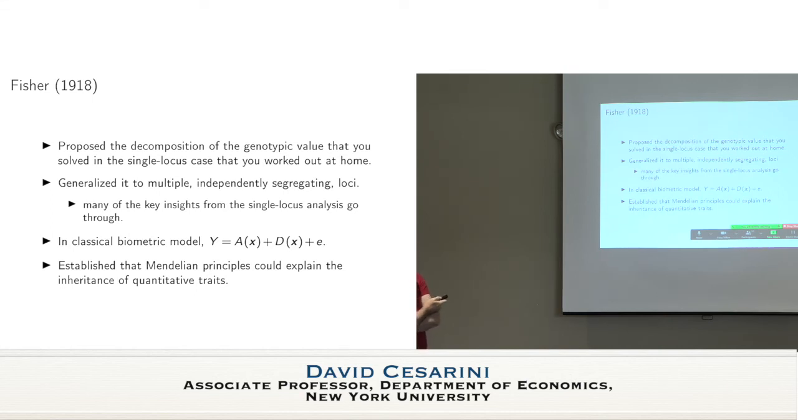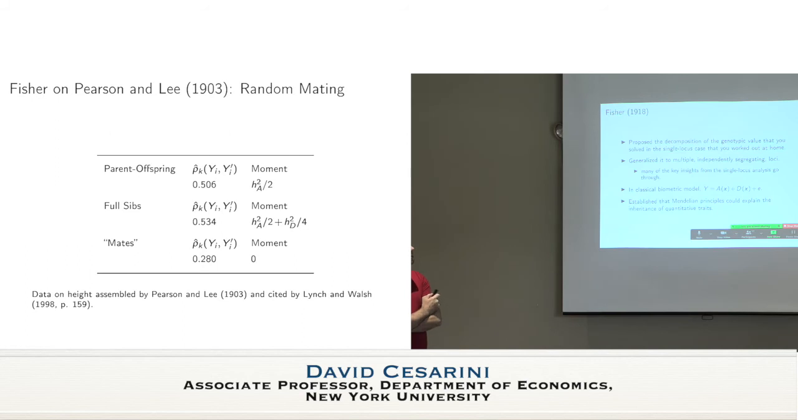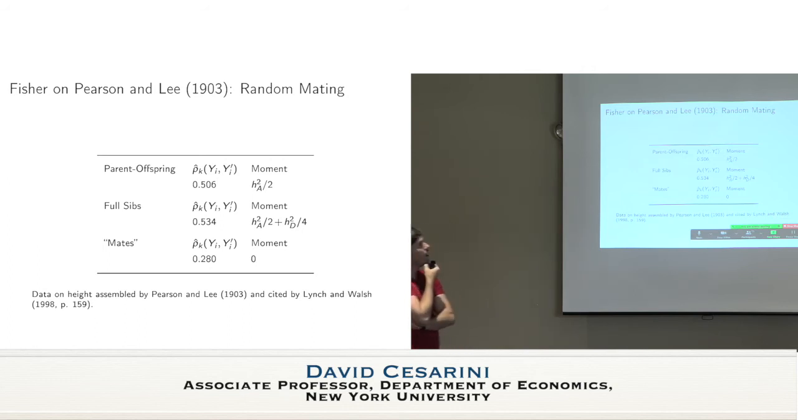Let me show you some data that Fisher set out to explain. This is data from Pearson and Lee, and these are just correlation coefficients. For parent and offspring, it's 0.506 for height. For full sibs, they got a 0.534 correlation. And then for mates, by which he means just husband-wife pairings. These numbers are from the Lynch and Walsh textbook.